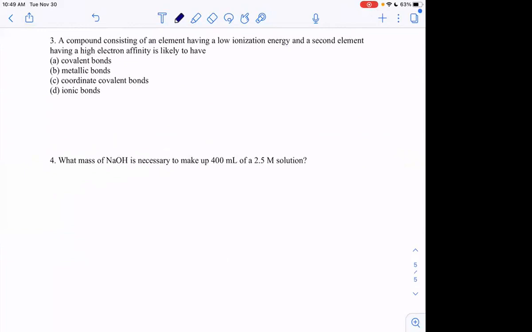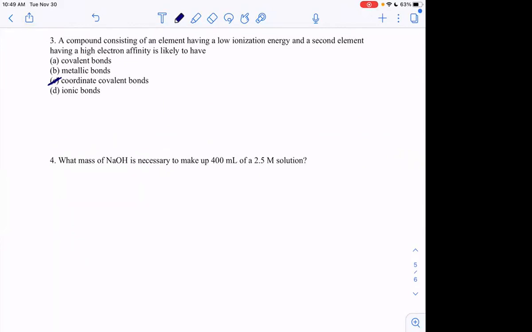A compound consisting of an element having a low ionization energy and a second element having a high electron affinity is likely to have, I didn't even cover coordinate covalent bonds. It's not a topic that's typically covered in Gen 10. It's in your book probably. We just don't cover it.